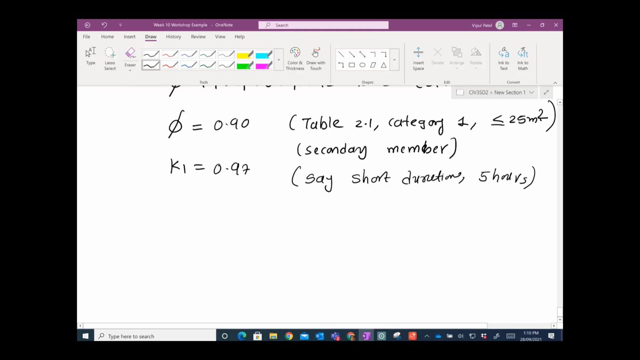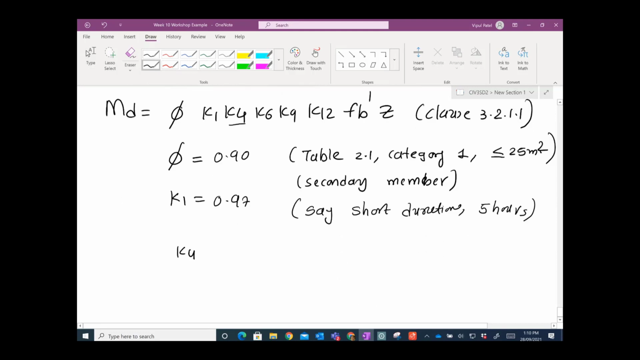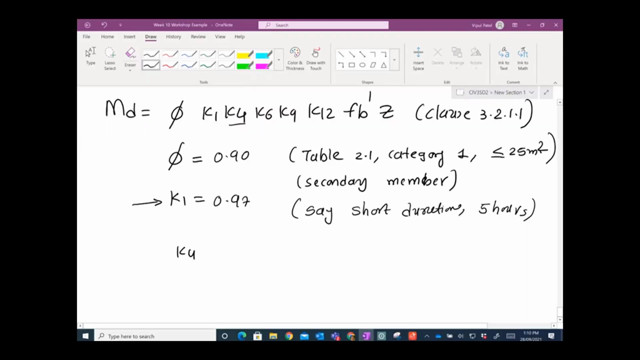Now K4, because the next one is K4, by the way. What is the name of that one? Duration of load factors. K1 is the duration of load factors. Okay, let me write it: load duration factor, and that is coming from Table 2.3 of AS1720.1.